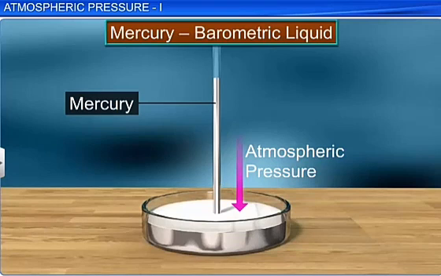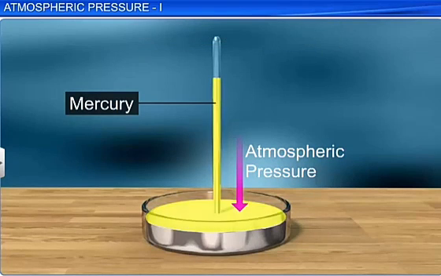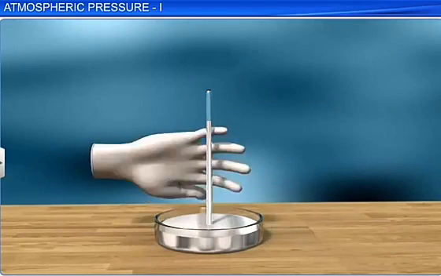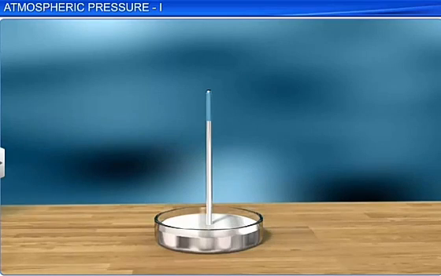Mercury is used as a barometric liquid because its density is the highest among liquids. It is readily available in pure and dry form. At normal temperatures, its vapor pressure is negligible. Hence, there are no mercury vapors above the mercury column. It is easy to note mercury readings because it is a shiny and an opaque metal, and it does not stick to the sides of the glass tube.